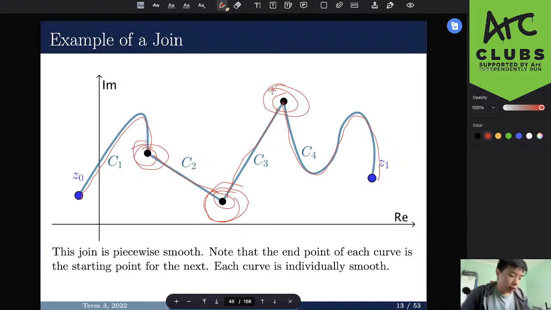So where the joins occur, it's not smooth because the derivative is not continuous. And so essentially what it means for a curve to be smooth is to ignore all of the cusps and ignore all of the sharp corners.